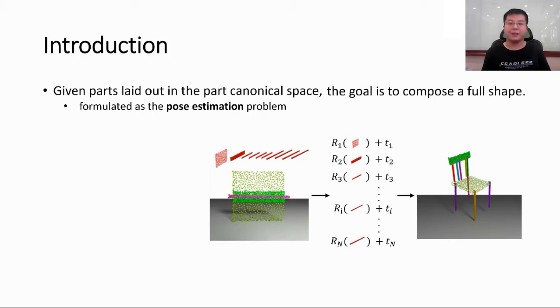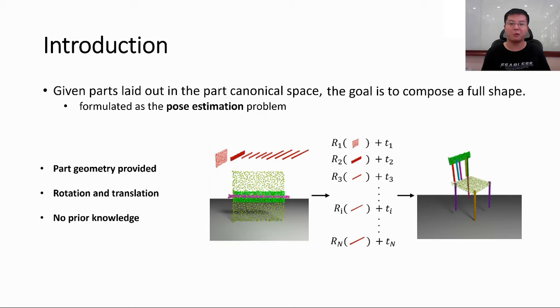Our problem setting is that parts are provided, and no geometry is predicted. 6D part poses, of both rotation and translation, need to be predicted. We assume no prior knowledge about the input parts. Such a setting can be applied to the situation where a robot needs to assemble an IKEA chair from its parts, which can be randomly placed on the ground in the beginning without an instruction manual.